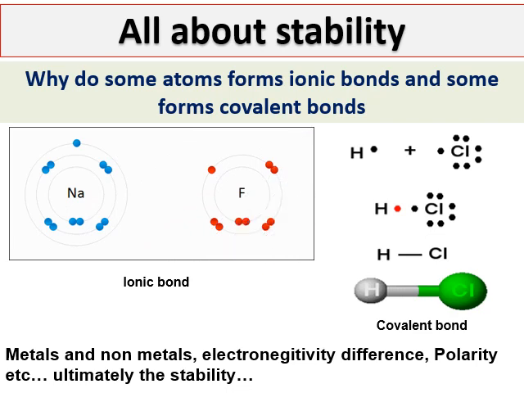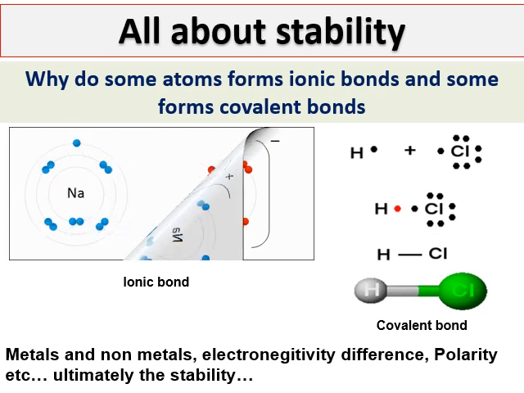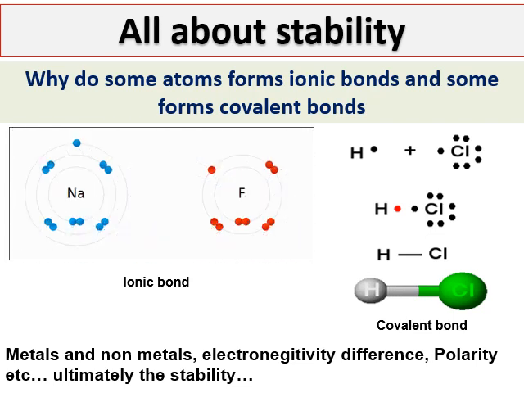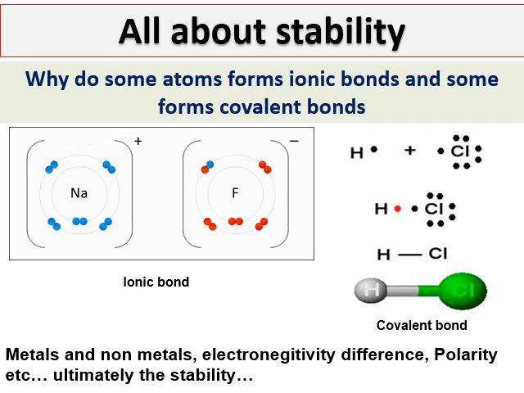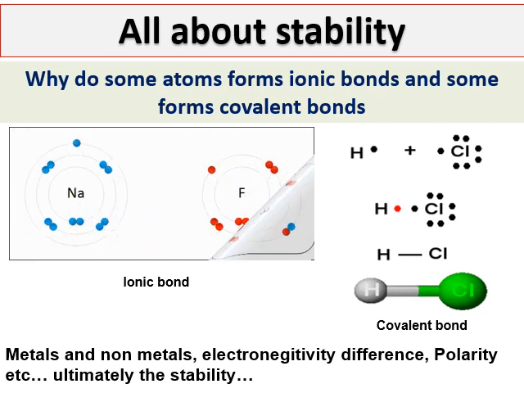So here sharing or transferring both occur to get a stable configuration. In the case of sodium chloride, electrons are transferred to get Na plus and Cl minus stable configurations. In the case of HCl, electrons are shared between two atoms to get the stable configuration of hydrogen and chlorine at the atomic level.